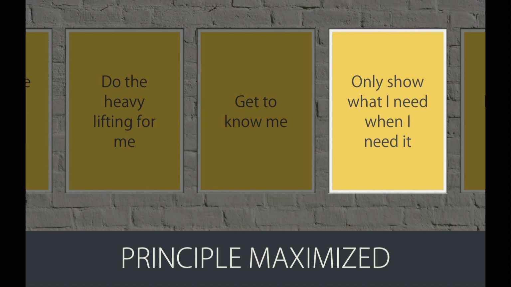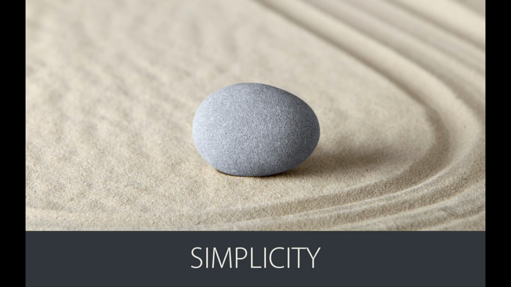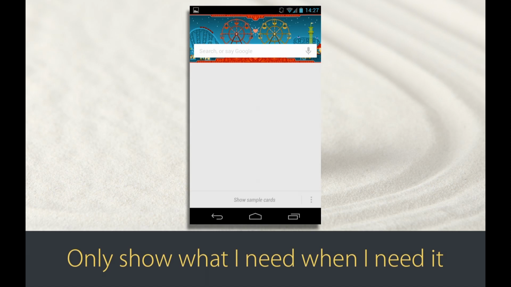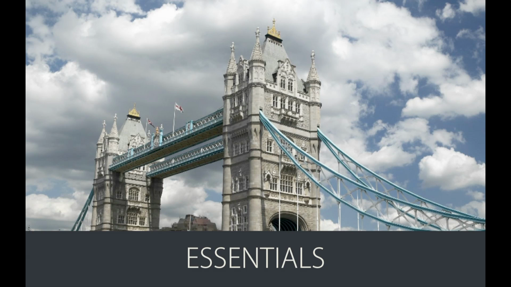Here's another one that Google Now pushes to its limits, only show what I need when I need it. We have simplified Google Now to the point where it only shows content when it has something to say. And it will show nothing when there's nothing to say. It's a pretty bold move. It looks like this. And it applies only show what I need when I need it to almost everything in the UI.